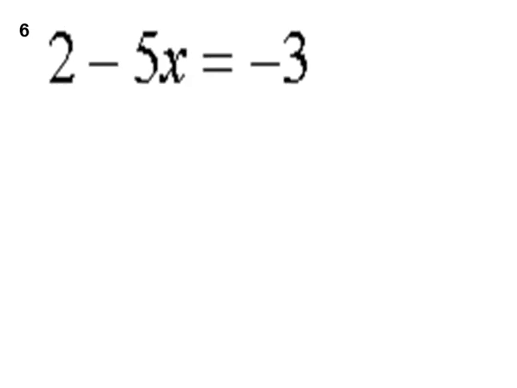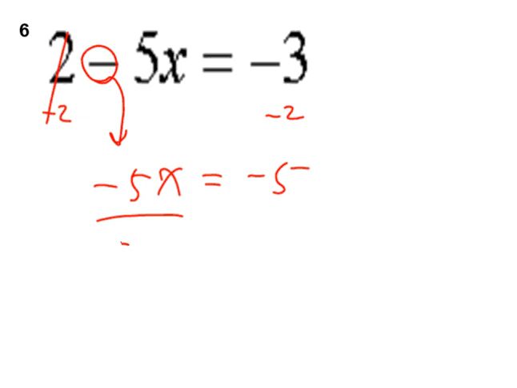Question 6, same thing. We have our constant first and our coefficient second. So the first thing we're going to do is get rid of that positive 2 constant by subtracting 2 from both sides. Negative 5x equals negative 5. Remember, the negative stays with the coefficient. Then we're going to divide both sides by the coefficient, and x will equal a positive 1.